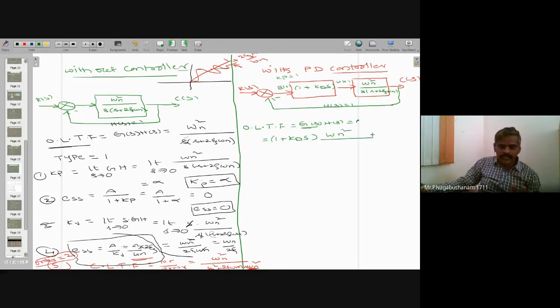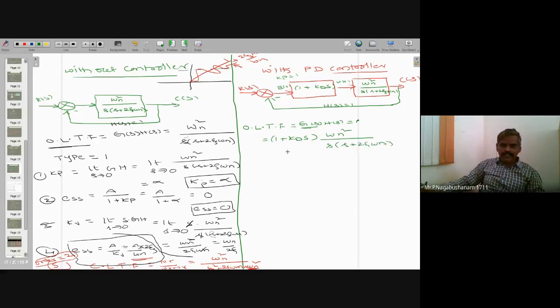All these derivations are not important. The simple statement is enough: a PD controller is used to improve the transient response, or improve the zeta. For that, I'm giving the derivation part. S plus 2 zeta omega n.